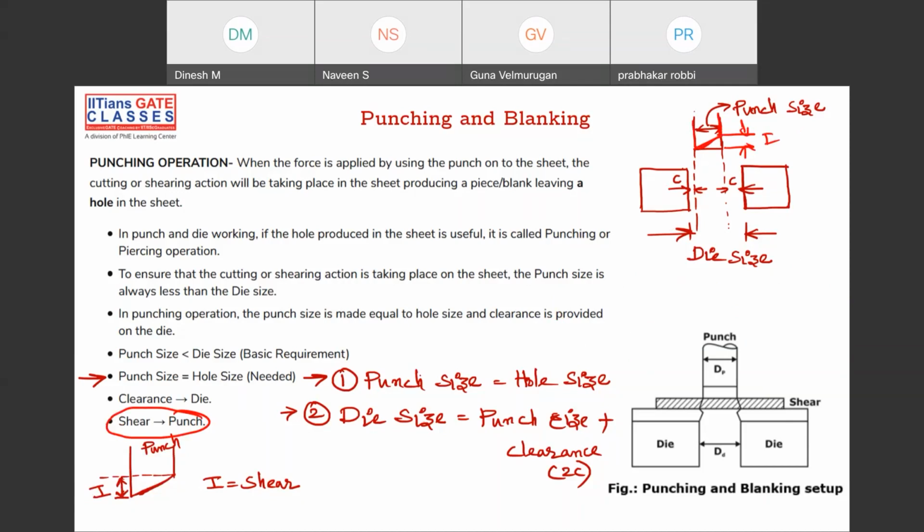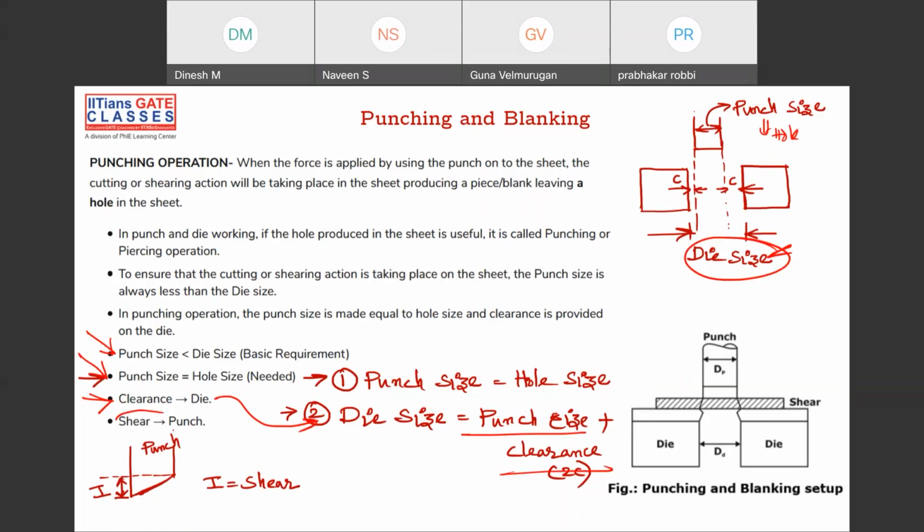Okay. Fine. So please remember important points. Punch size is less than die size. Punch size is equal to hole size. Clearance is provided onto the die. Obviously, die size will be more. Punch is always equal to hole size. That's the reason why clearance is provided onto the die. And that's the reason why die size is equal to punch size plus clearance.